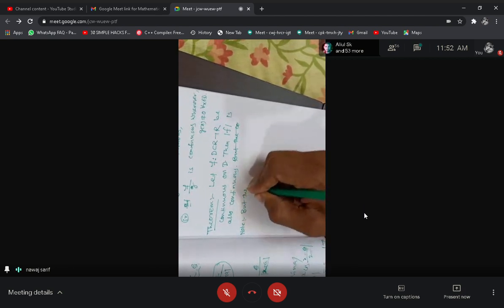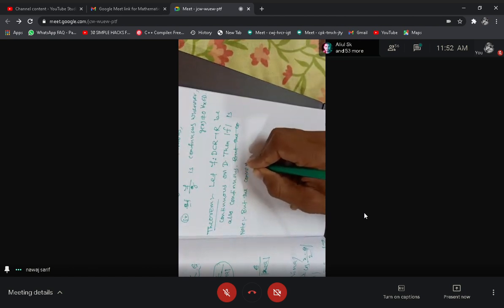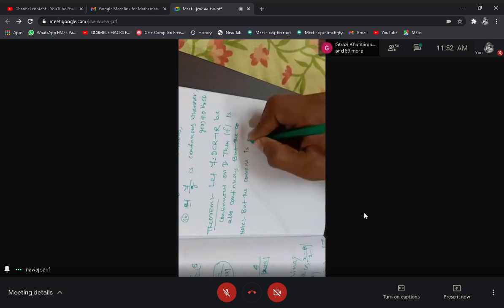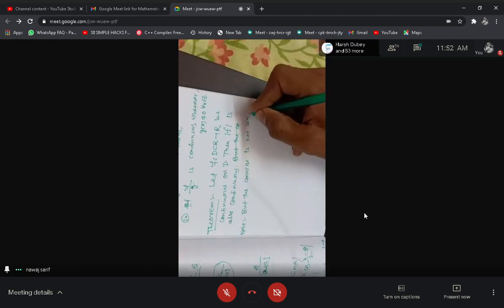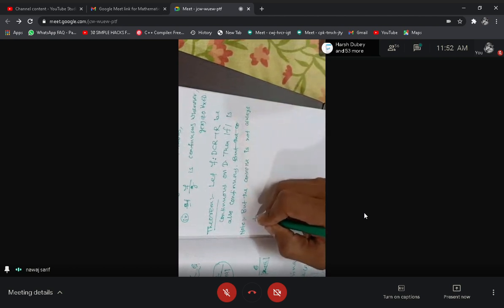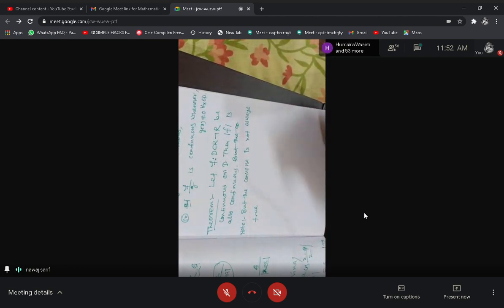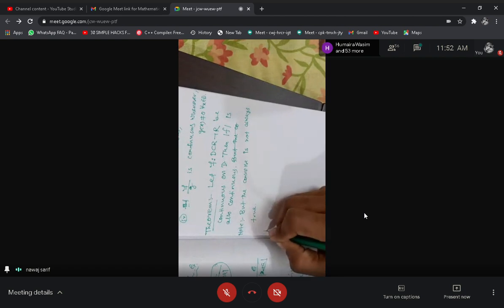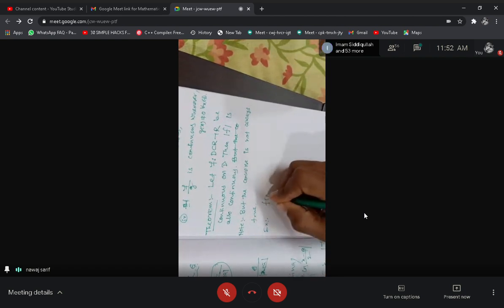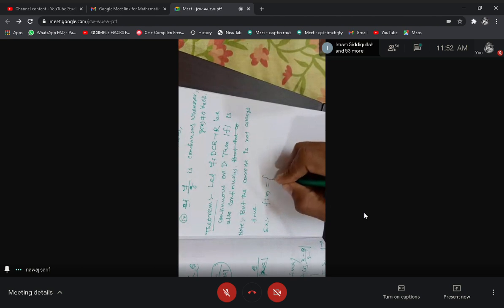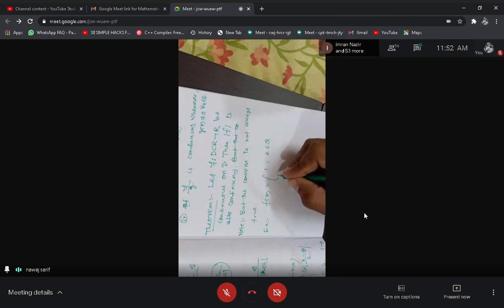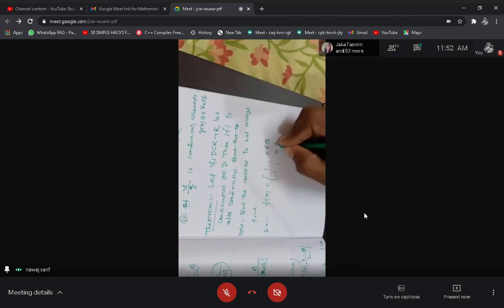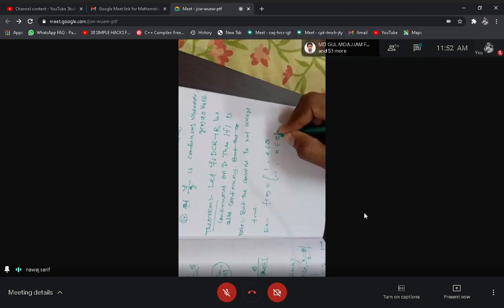The converse is not always true. Sometimes it may be true or may not be true. For example, f(x) equal to 1 when x belongs to the rational numbers and equal to -1 when x belongs to the irrational numbers.